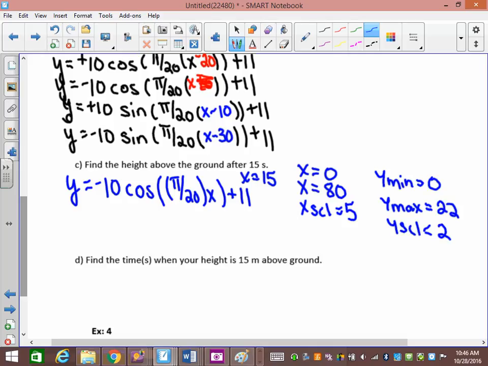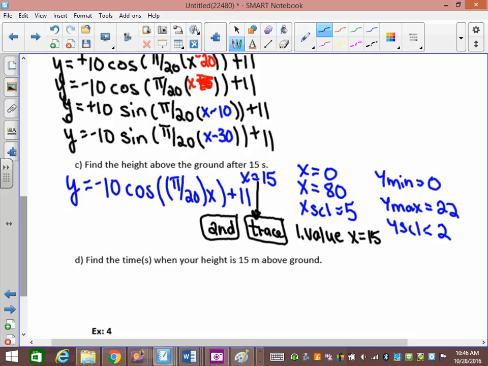Where's the only place we can punch in x? Second, trace, value, x equals 15. What do you get for time? Or what do you get for height, sorry? 18 points, sorry.